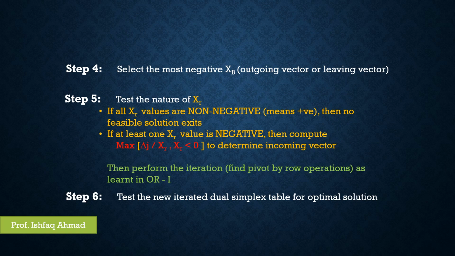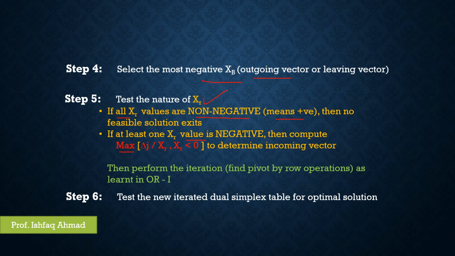In step 4, select the most negative value of xb and that will be regarded as outgoing vector. Step 5 is check for values of xr. If all xr values are non-negative, means positive, then no feasible solution exists of that problem. If at least one xr value is negative, then we have to compute the value and to determine incoming vector.